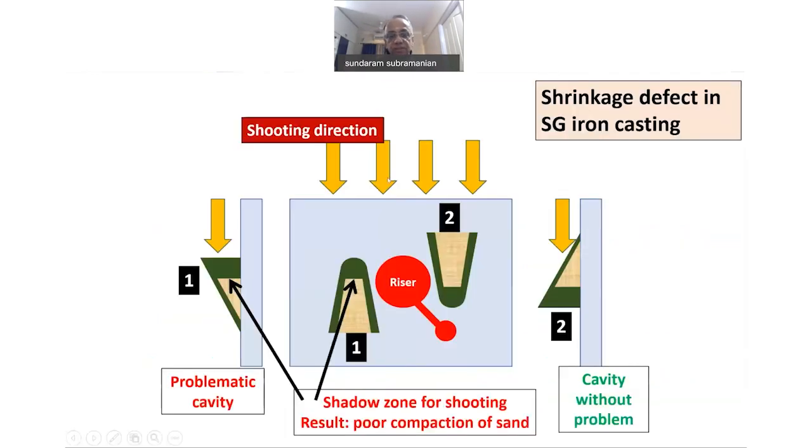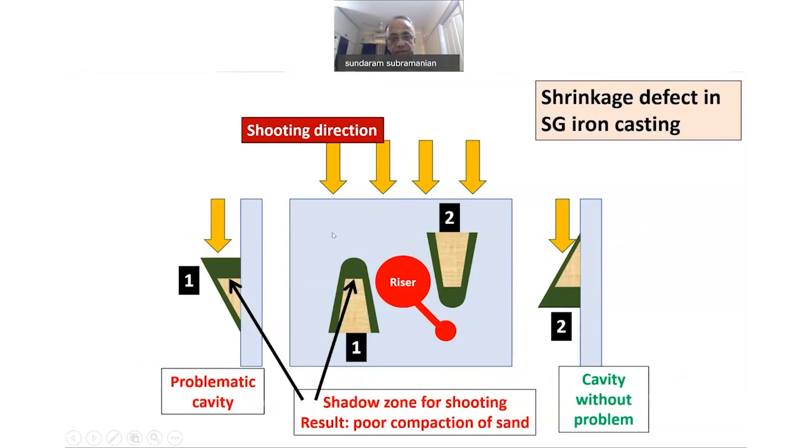So look at this. This is the match plate in which two cavities are put, 1 and 2. And this is the common riser. This is a screw through which the metal is entering. And this is the direction in which the sand is shot. So when it is getting shot, you see the cavity 1 is like this, and then the cavity 2 is like this.